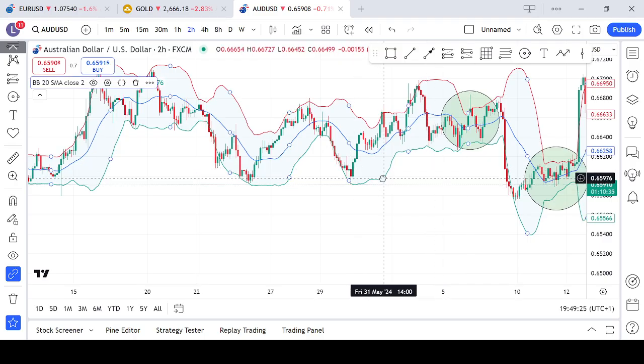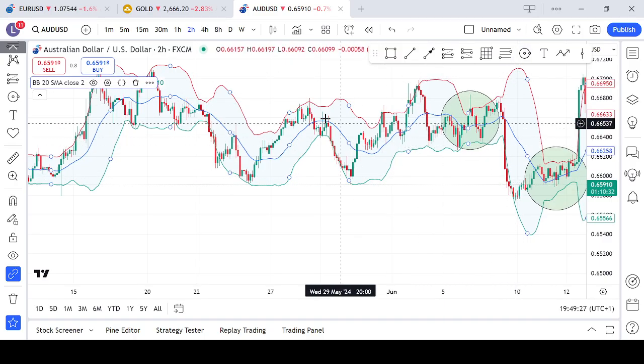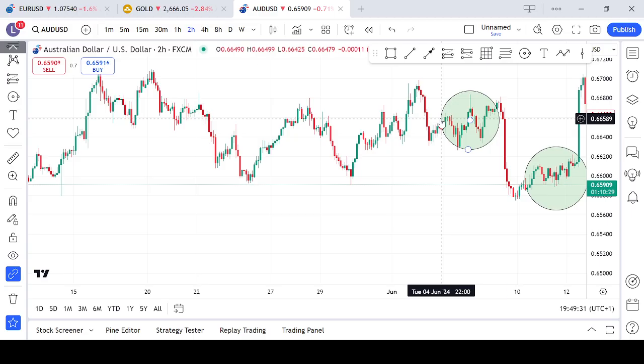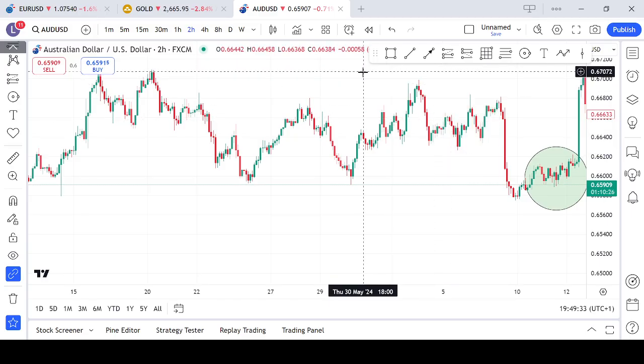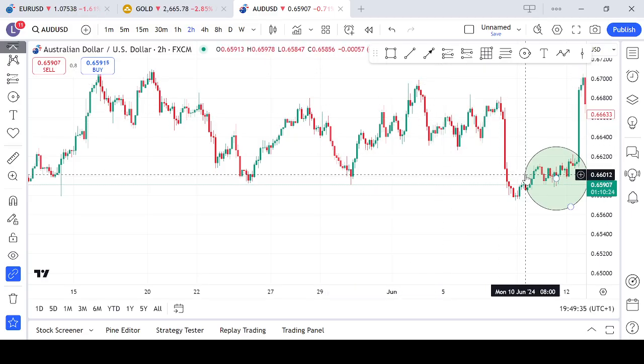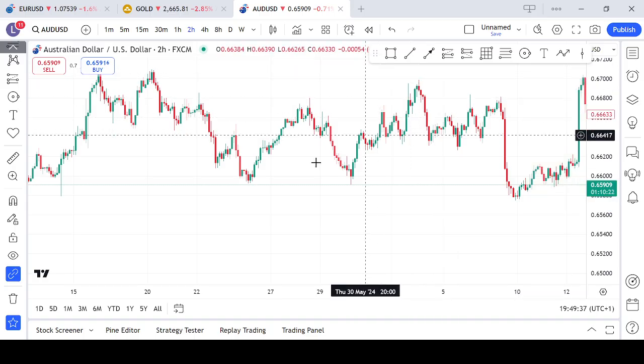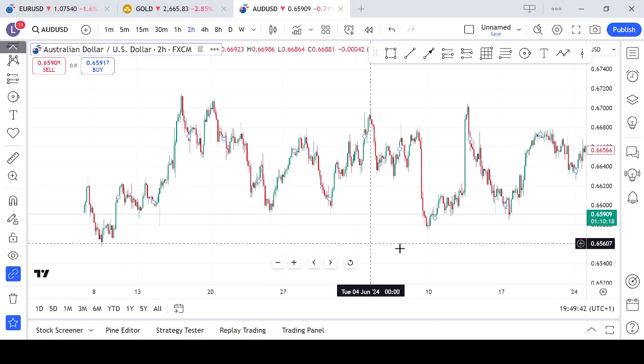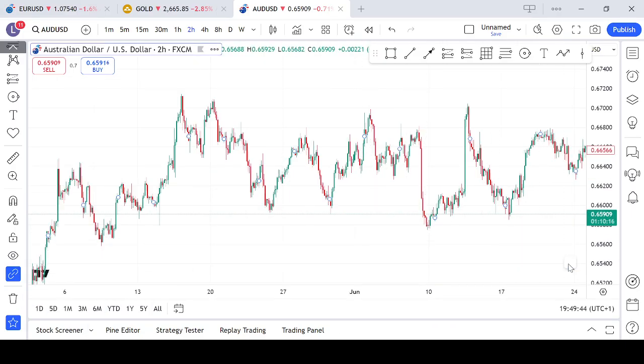Alright, next on my list is the Fibonacci retracement, which is the last we're talking about today. So I'm just going to delete this. Now let's talk about the Fibonacci retracement.